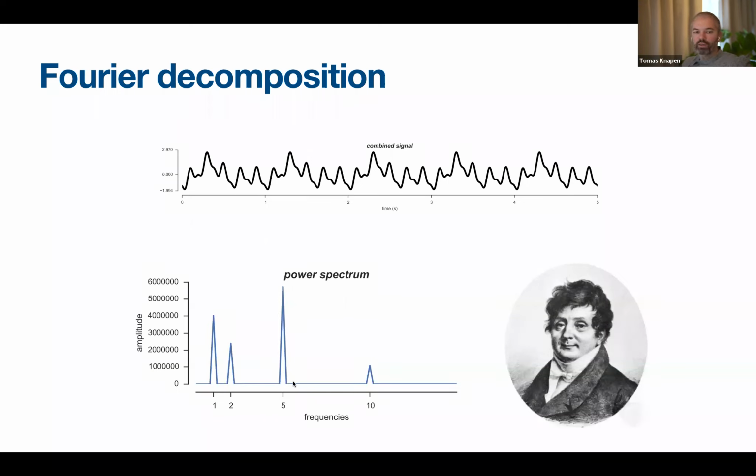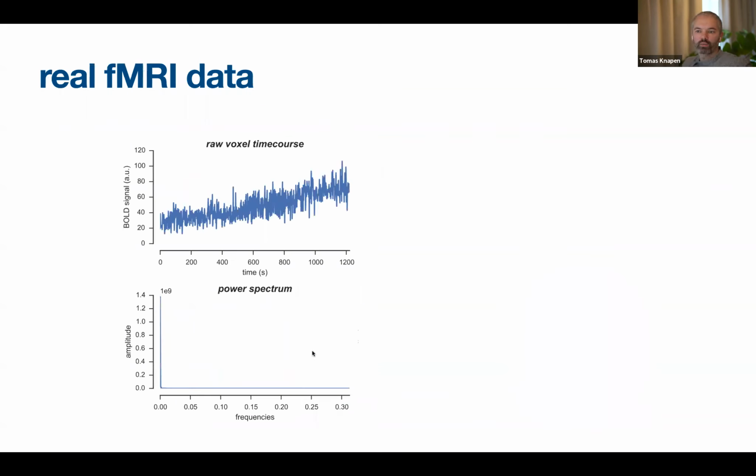So how does this apply to fMRI data as we look at it? Well, what you can have is a voxel that has a very slow drift in it, and it has an offset other than 0. And what you then find is that these very, very low frequencies have very, very high power.